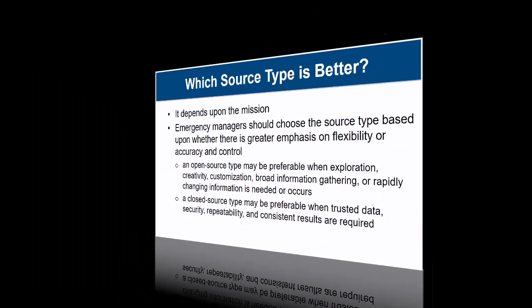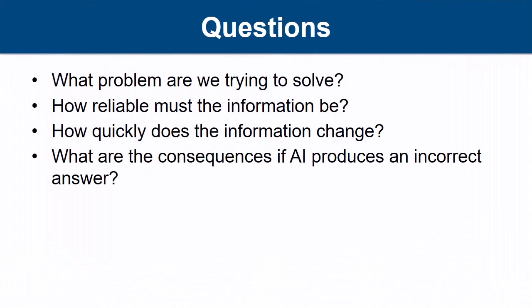The important lesson is that emergency managers should not choose technology simply because it is the newest or most sophisticated option. Questions they should ask include, what problem are we trying to solve? How reliable must the information be? How quickly does the information change? And what are the consequences if the AI produces an incorrect answer? Those questions become especially important when we examine how AI can be incorporated into the 4 phases of emergency management.